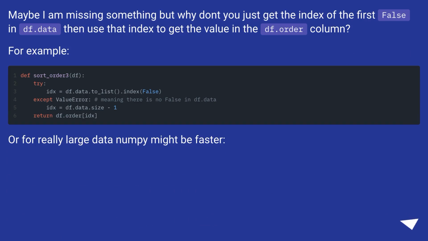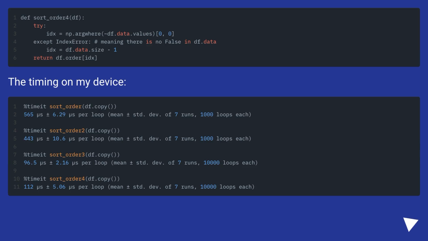Maybe I am missing something, but why don't you just get the index of the first false in df.data, then use that index to get the value in the df.order column? For example, or for really large data, NumPy might be faster. The timing on my device.